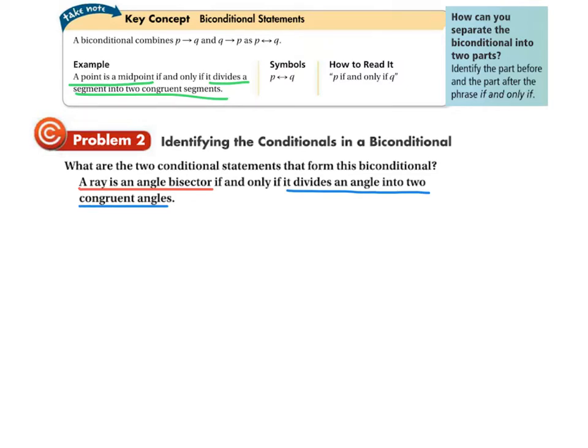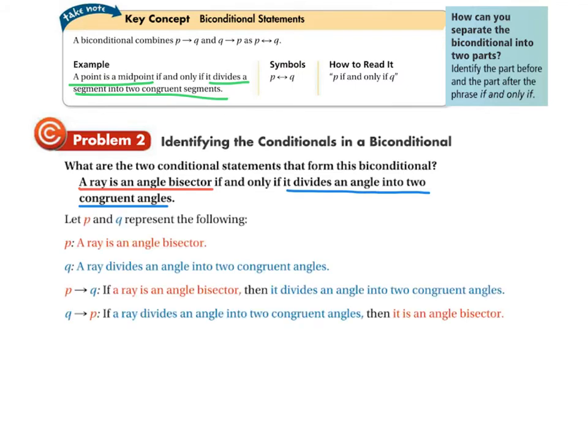So let's take a look at what we've got. They give us that for P in red and that for Q in blue, and we are going to write them into two statements. First we say P implies Q. If a ray is an angle bisector, then it divides an angle into two congruent angles. And then we write Q implies P. If a ray divides an angle into two congruent angles, then it is an angle bisector. So you're writing the two conditional statements that go together into the biconditional separately. You're splitting it apart like that.